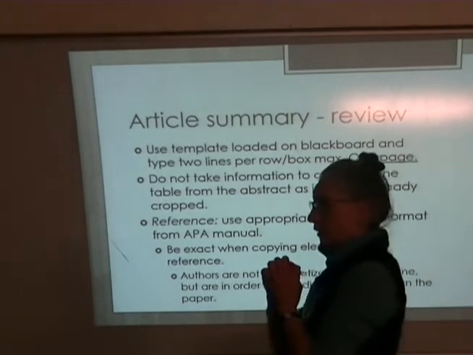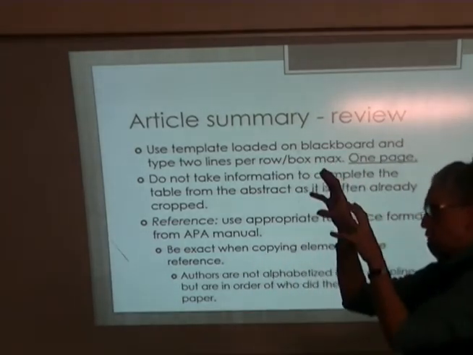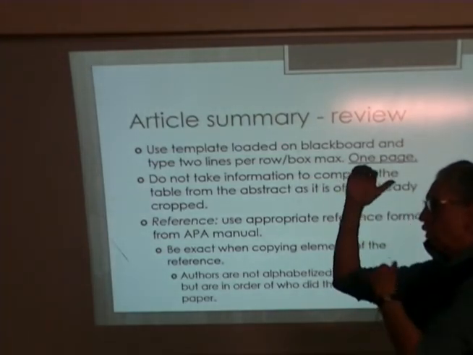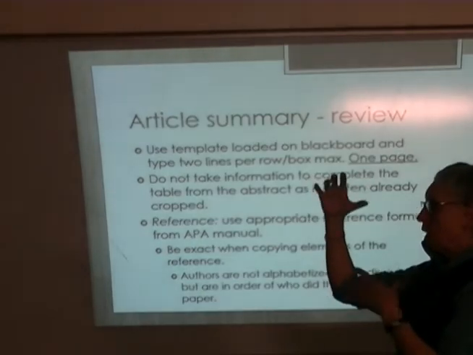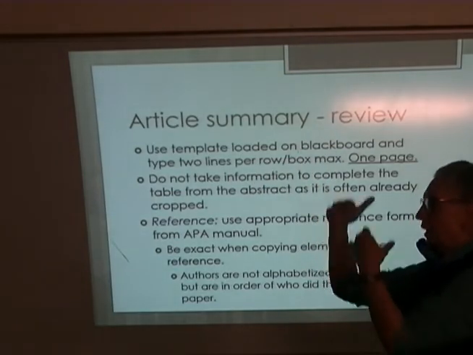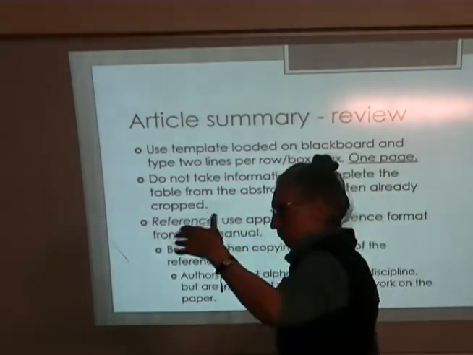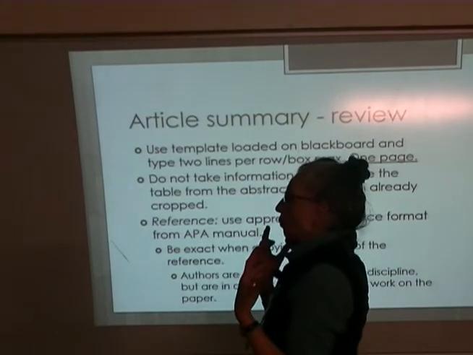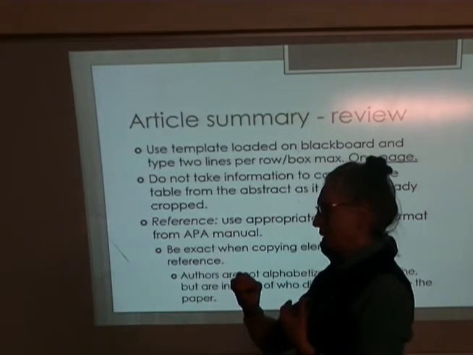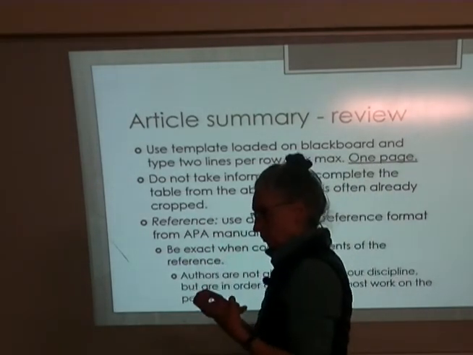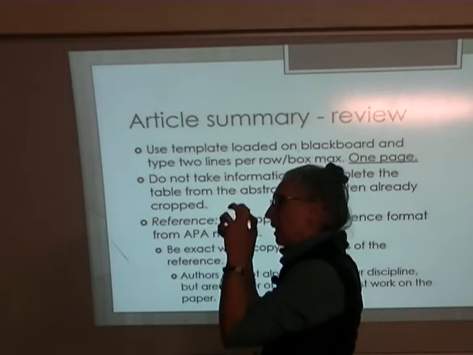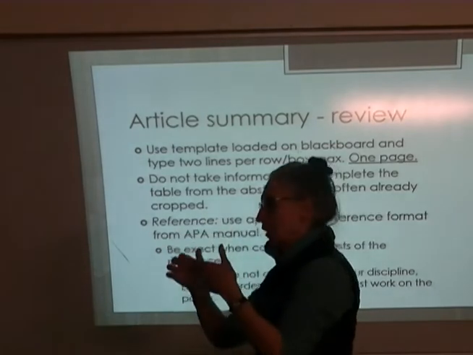Don't take anything from the abstract for your summary, right? When you look at a research article, typically there'll be an abstract at the top of the article, and then it'll go into the introduction and the main body of the paper, okay? Remember that the abstract is the author's version of an article summary, okay? So using the abstract is kind of like cheating because they've already summarized it for you.